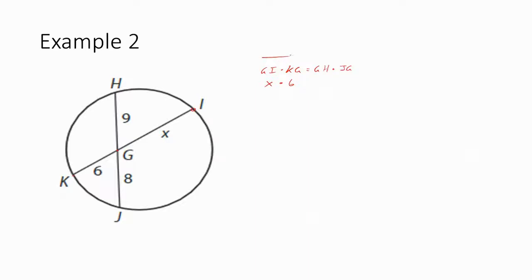So notice how you have one chord, just kind of mentioning this, should equal the other chord. So x times 6, and then GH is 9, times JG, which is 8. So again, you should have 6x equaling 72. Divide by 6, and you should get 12 for x. Plug it back in, and you should get 12. So there you go. So that's the concept behind chord-chord.